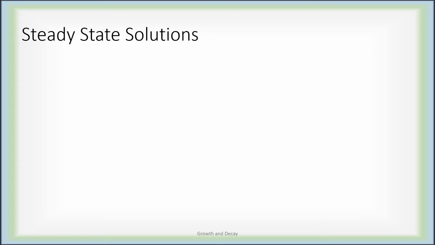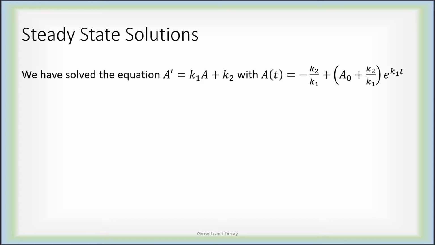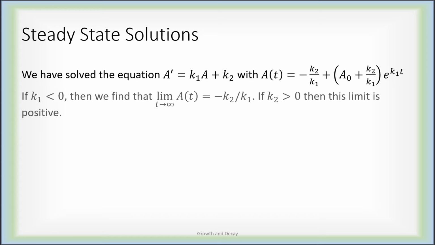The term steady state solution gets thrown around a whole lot in differential equations. Let's learn what it means. Now we solved our differential equation with this solution here. Suppose for the moment that k1 is negative. So up in this exponent, I have a negative number times t. If I take a limit as t goes to infinity, e to this negative number times t will go to 0. So this whole term vanishes and I just get the constant minus k2 over k1.